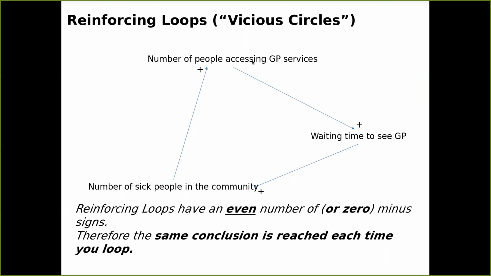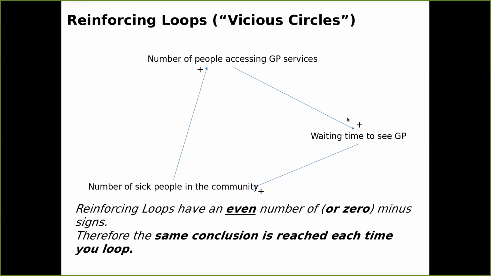So let's look at an example here. We've got the number of people accessing GP services, and that influences the waiting time to see a GP, which in turn influences the number of sick people in the community, which in turn will influence the number of people accessing GP services. So we've got a feedback loop here.